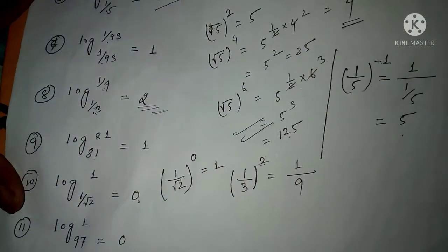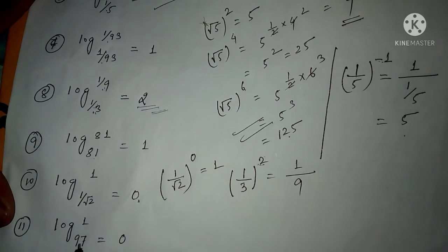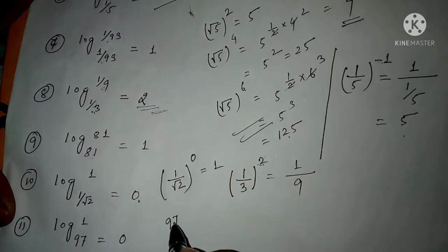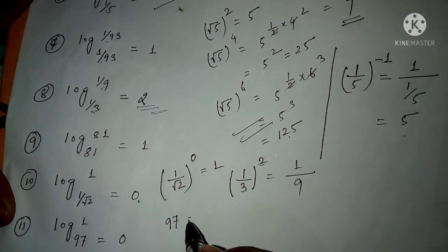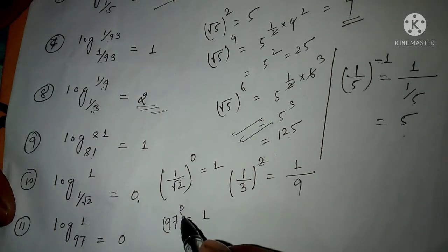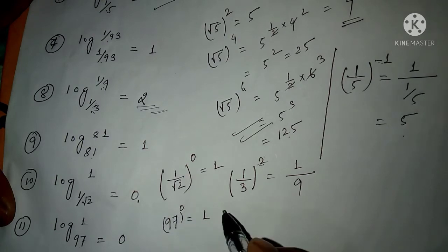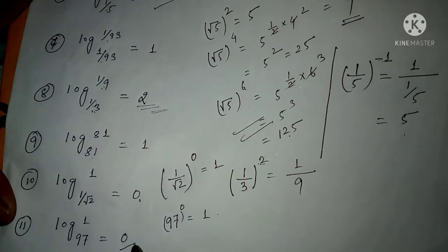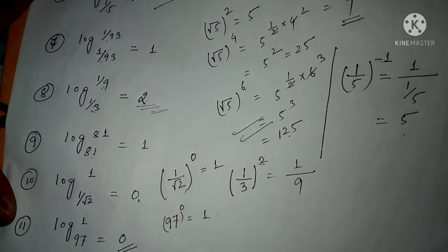Then the next is your what power of 97 gives me 1? So definitely they are asking what power of 97 gives us 1? So definitely it should be 1. Sorry, 0. It should be 0. So 97 to the power 0 is always 1. So the answer is 0. Okay, hope you have understood.